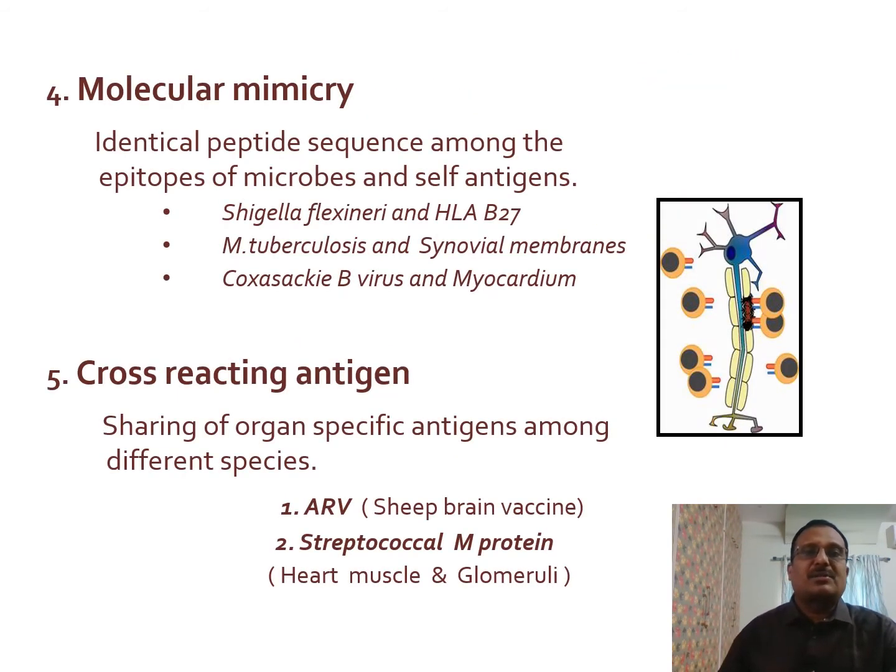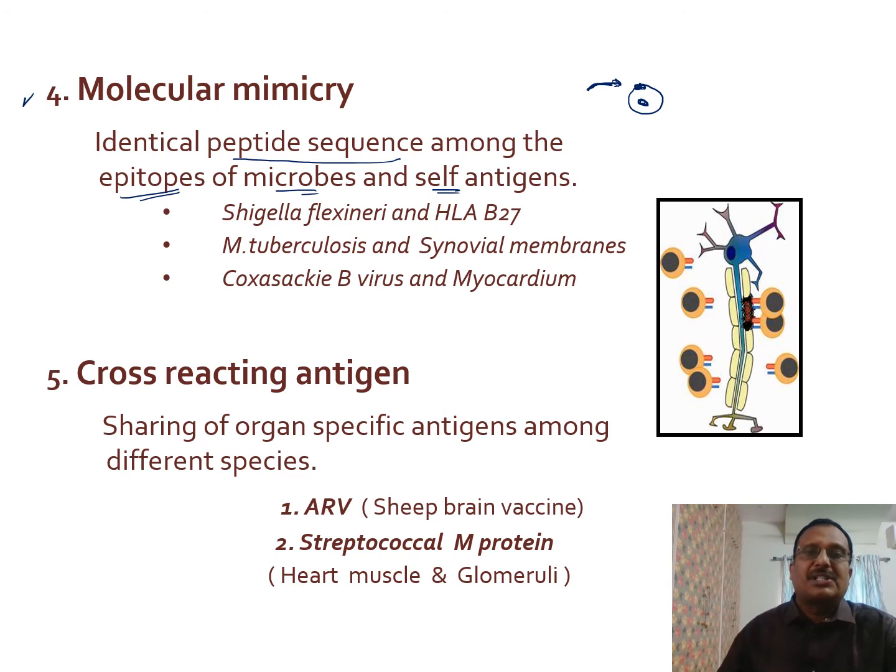And next one is molecular mimicry. It means the identical peptide sequence present among the epitopes. Epitope means antigenic determinant on a cell or tissue. So, identical peptide sequence among the epitopes of microbes and self-antigens. On the microbes and on cells, these antigenic determinants, both will have the identity, and this identity will cause a breach of the immunological response.